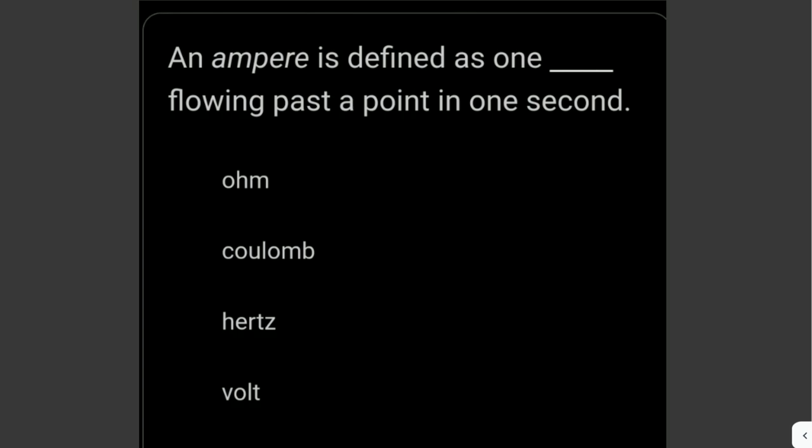An ampere is defined as one blank flowing past a point in 1 second. Ohm, coulomb, hertz, or volt. The answer here is coulomb. A coulomb is the unit of electrical charge defined as the charge transported by a current of 1 ampere in 1 second.